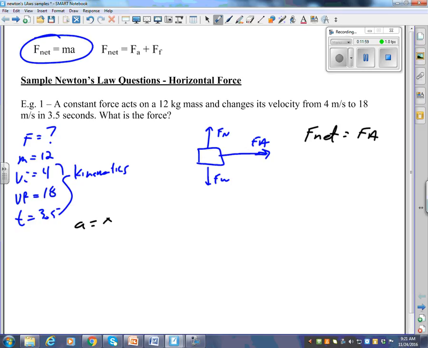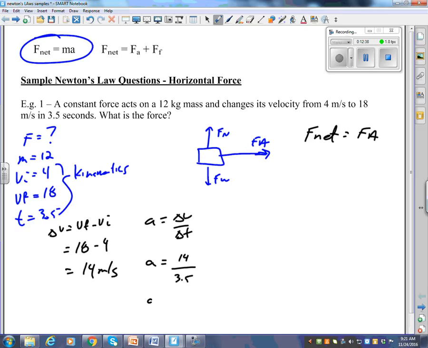A equals delta V over delta T. Oh, but really I don't have, sorry, I snuck ahead there, didn't I? Delta V, I know. 18 minus 4. So the change in velocity is 14. So I got 14 over my time, which is 3.5.